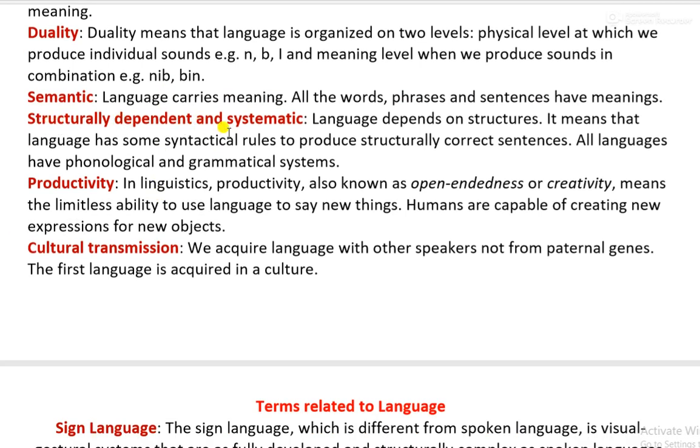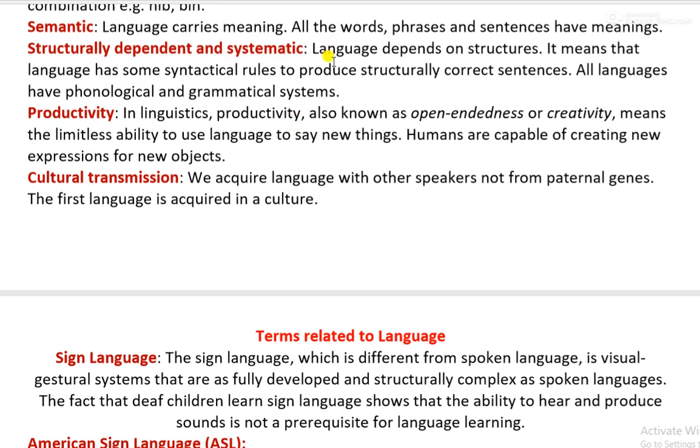Then structurally dependent or systematic. Language depends on structure. It means that language has some syntactic rules to produce structurally correct sentences. All languages have phonological and grammatical systems.